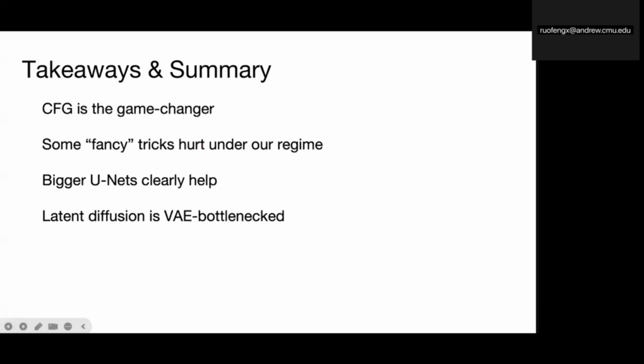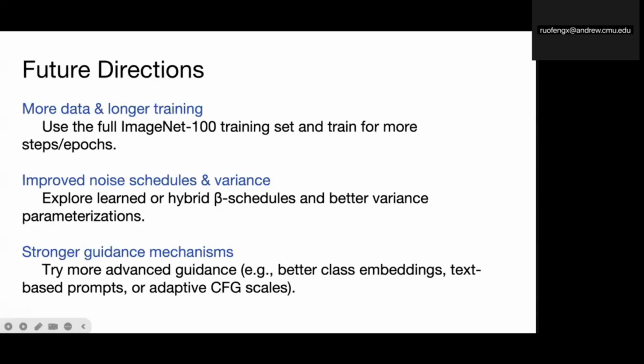Our main findings are that CFG provides the largest quality boost. DDIM gives a modest but useful speed quality trade-off, and bigger UNets consistently improve results, while learned variance, cosine schedules, and latent diffusion with a frozen heavily compressed VAE all hurt performance in our setting.